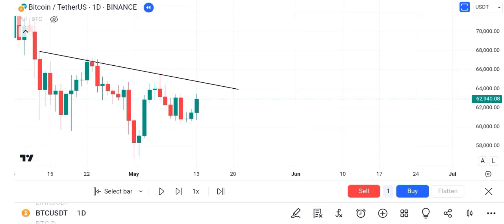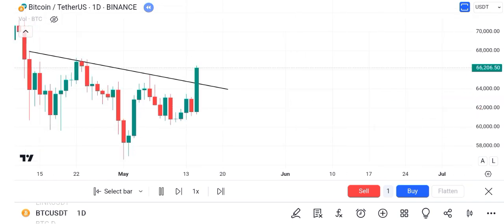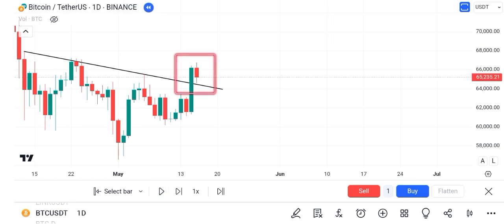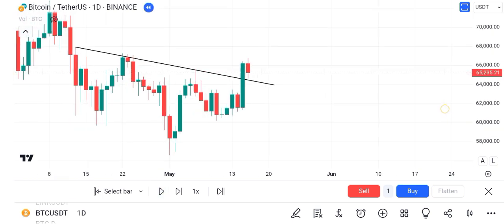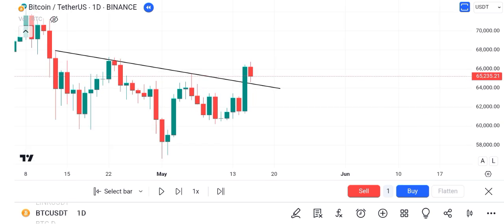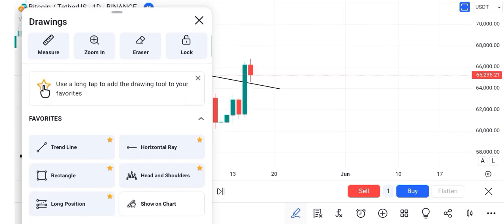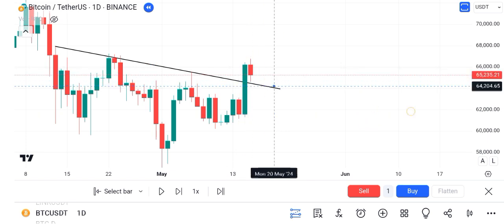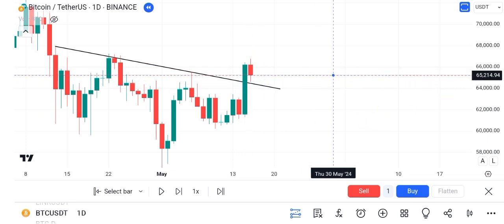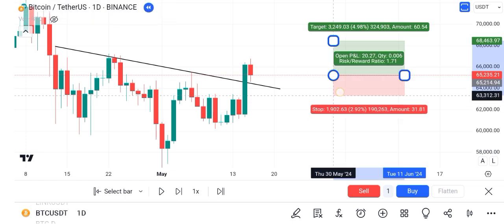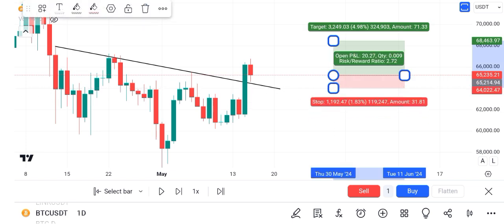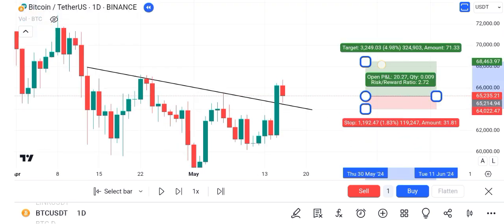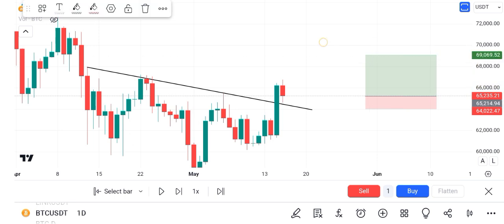Notice one thing, that if the price, instead of taking a rejection from our trendline resistance, breaks that resistance, now that resistance will act as a support. It means that the price will take a bounce from that resistance. So if the price breaks a resistance, you can buy it on retest. So I will buy it at this point and I will place my stop loss below this trend line and I will set my TP.